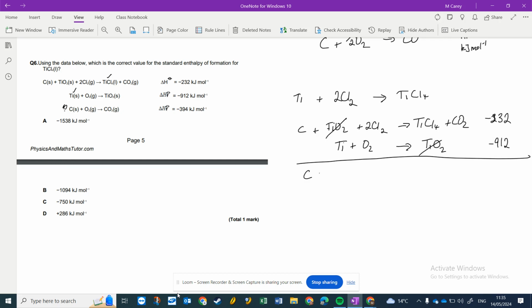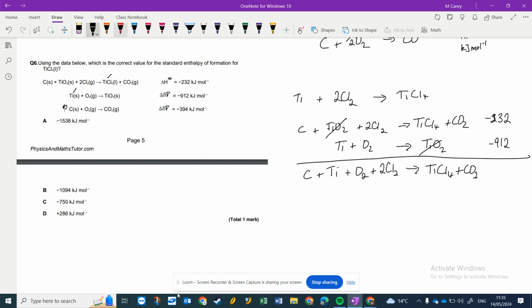That's it. So we've got C plus Ti plus O2 plus 2Cl2 gives you TiCl4 plus CO2. What we've got that we don't want is C plus O2 gives you CO2. So if we reverse this one and then add it on, or you can subtract, but I think it's easier just to add, I'm not great at the subtracting bit for some reason. So I'm going to flip that around. So that's CO2 gives you C plus O2.